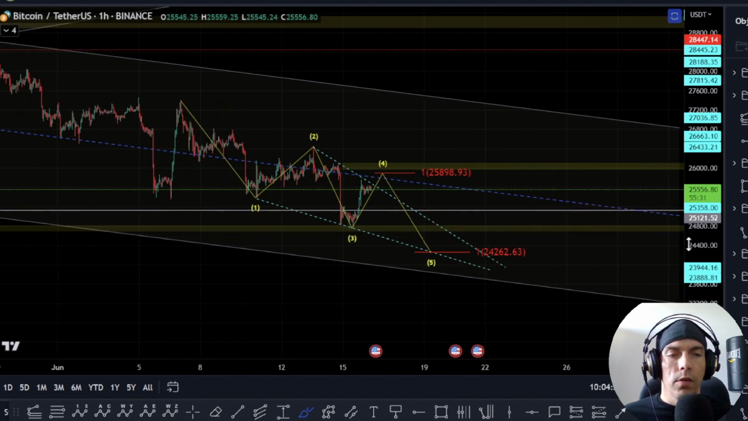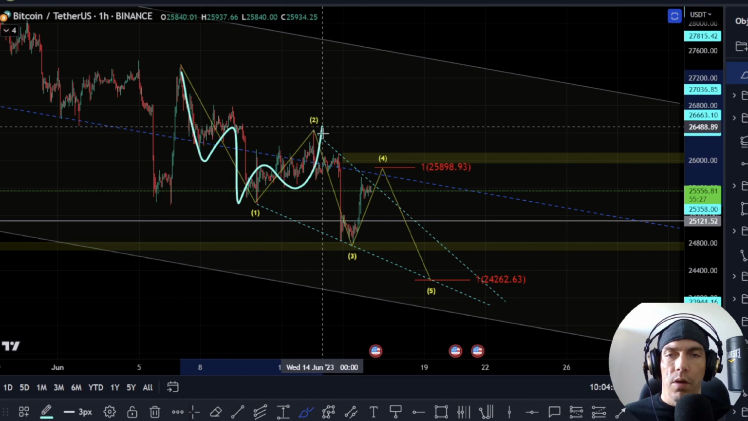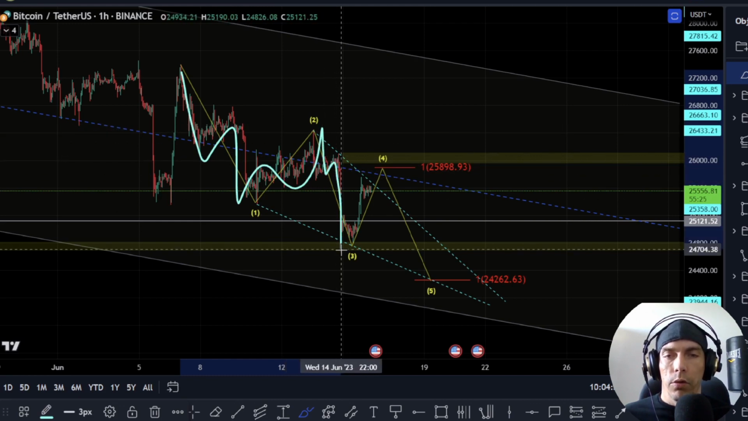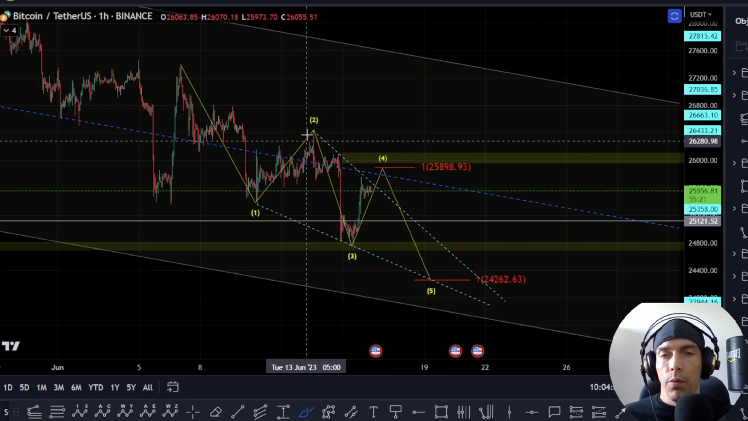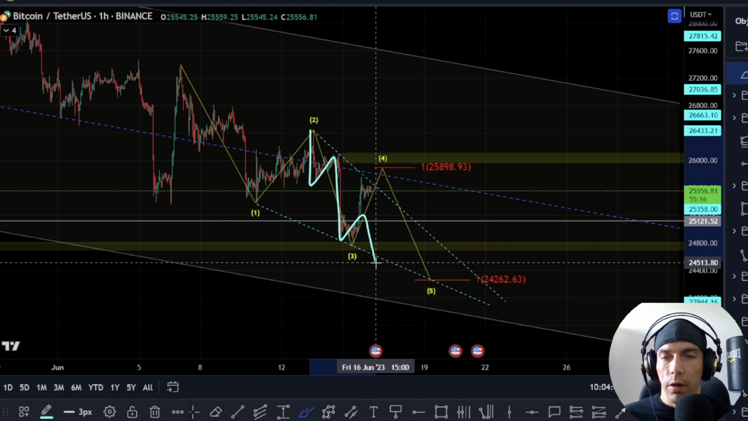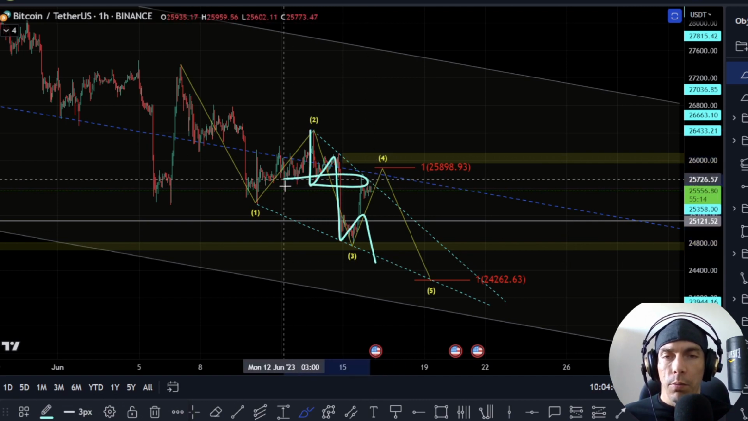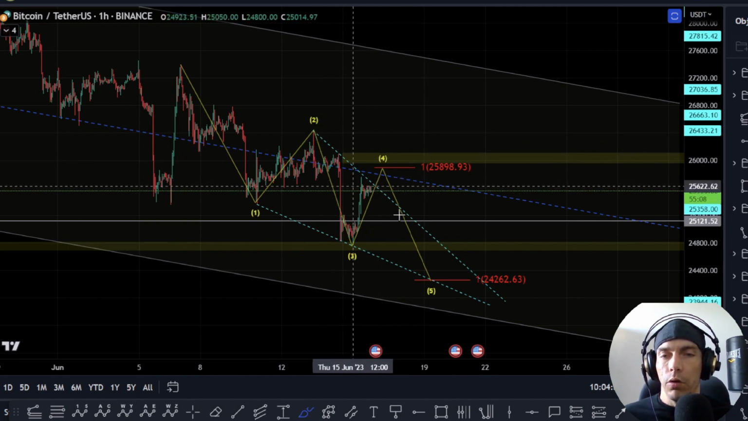So looking at this as a diagonal, what we would be looking for is a 3-wave move for 1, a 3-wave move for 2, a 3-wave move for 3, a 3-wave move for 4, and a 3-wave move for 5. In the previous video, we were looking for that possibility of 1, 2, 3, 4, and then this 5th wave. However, now we've come up too high. We've actually crossed this wave 1, which would be this 25,712, but we can still look to break down.